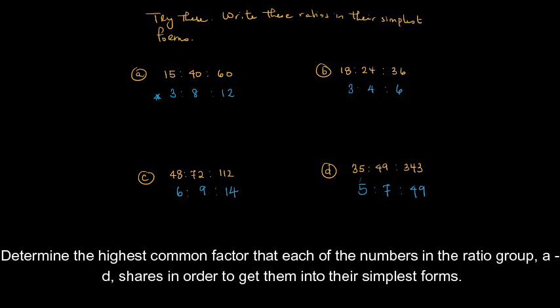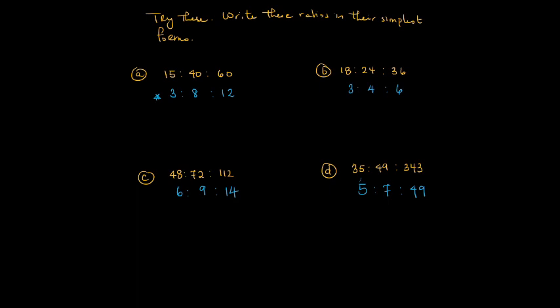Great. So you can see that 6 can go into all of these numbers for B. And then 7 went into all of these numbers for D. And then for this one, it seems as though 8 went into all of these numbers. So basically you're looking for the highest common factor to bring down your ratios to smaller amounts.